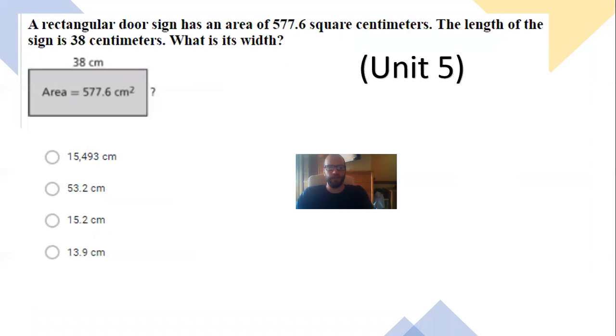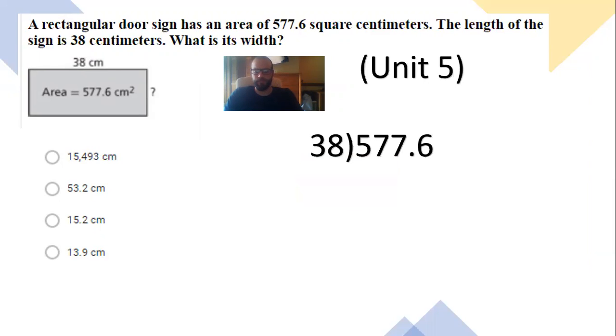A rectangular door sign has an area of 577 6/10 square centimeters. The length of the sign is 38 centimeters. What is the width? Those are nasty numbers. What if in the middle here instead it was 10 and the top was 5? Then what would the question mark be? 5 times what is 10? 2. Why is that so easy for you to do? So instead of it being those easy numbers, you take 577 6/10 and divide it by 38, just like you would with the easy numbers.